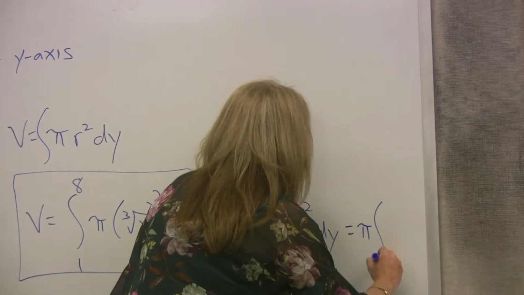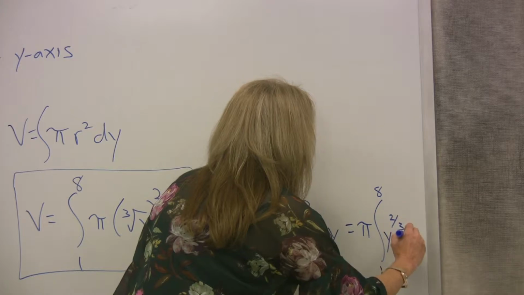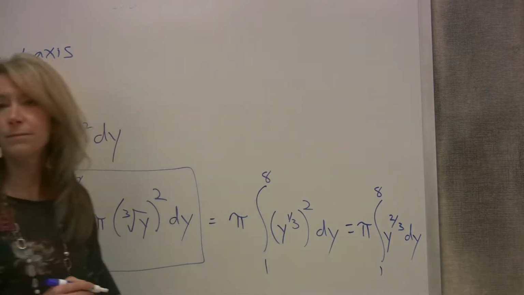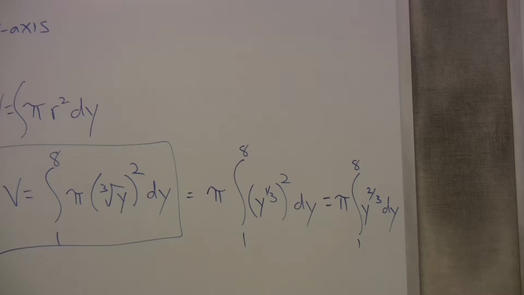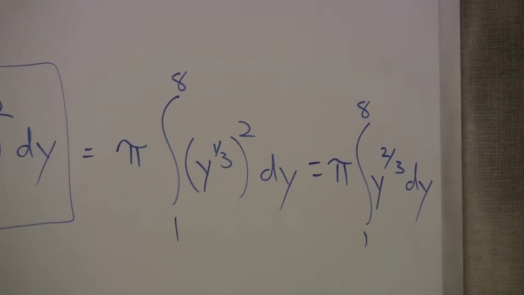So that's pi integral from 1 to 8, I'm running out of room here. Y to the 2/3 dy. And then we could integrate. And to integrate, what would we have to do first?